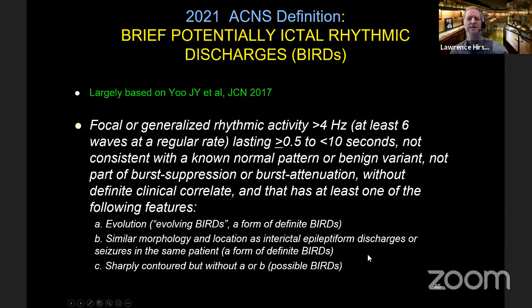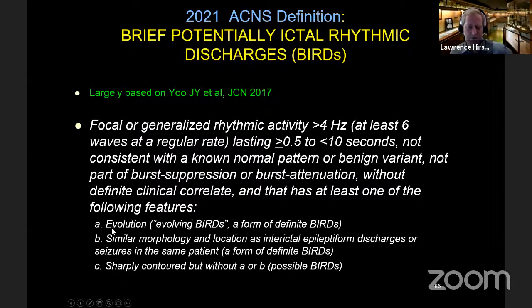And this is the ACNS definition of birds. So there's focal birds and there's generalized birds. It has to be greater than 4 hertz, and it has to last between 0.5 and 10 seconds. It can't be any known normal pattern or benign variant. It cannot be part of burst suppression or burst attenuation. It cannot have a clinical correlate, or that would make it a seizure. And it has to have at least one of the following features.